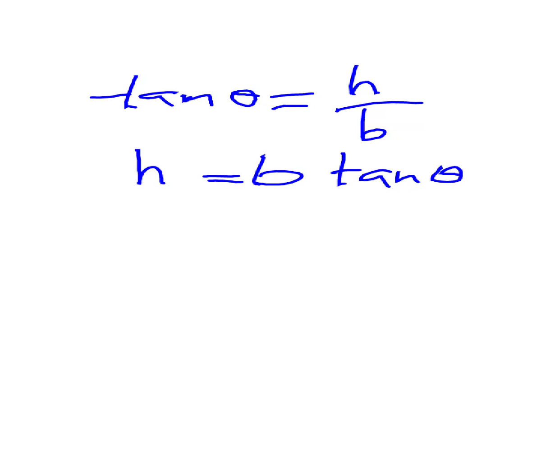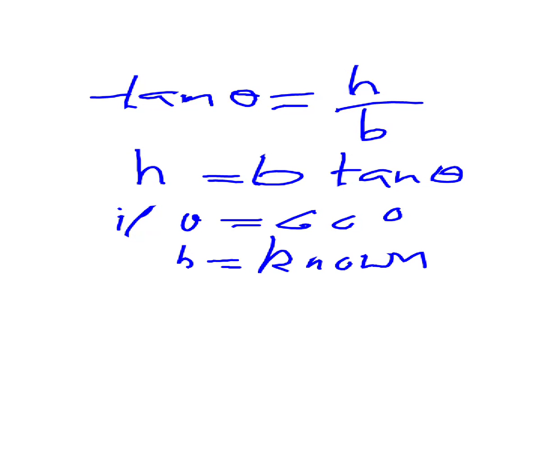Tan theta. Okay, H is equal to B tan theta. Now if you can measure B somehow, if you are on the ground, you can easily measure it. If you can measure B and tan theta, suppose theta is equal to 60, and B is known, then h can be found. Okay, h can be calculated.